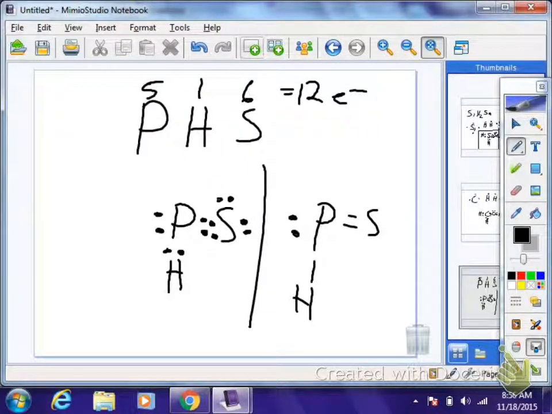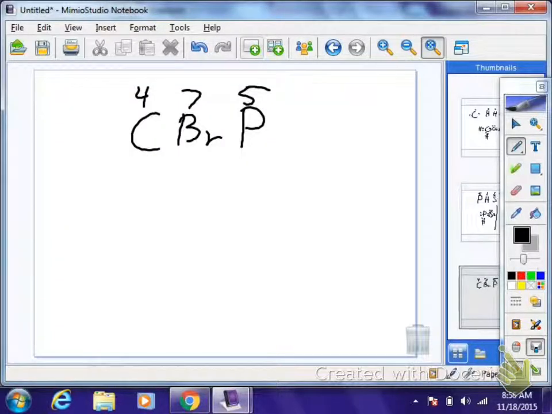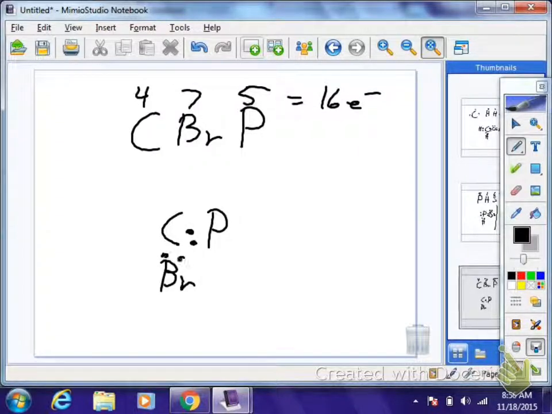Okay, and then the last one, I believe, is, what is the format for the last one? CBrP. CBrP? Yeah. 4, 7, 5. Bless you. That's 16 electrons. C's in the middle, P and Br. Pairs of electrons. So we have 12 left over. Bring our 12 in. And when we get done surrounding the branched atoms, we have a total of 12.